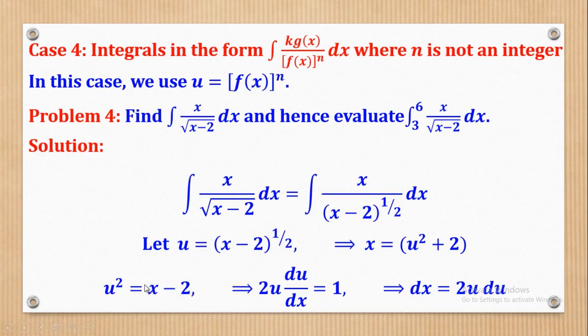And when I differentiate both sides with respect to x, this side I'll get 2u du/dx, and this side I'll get 1. When I make dx the subject, I'll come up with dx being equal to 2u du.